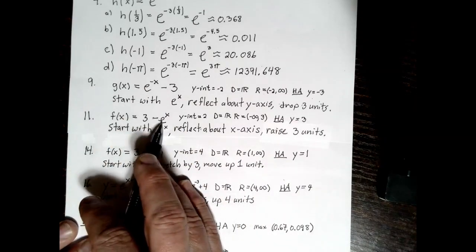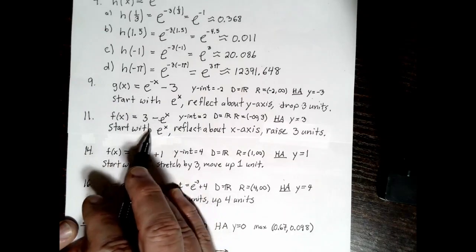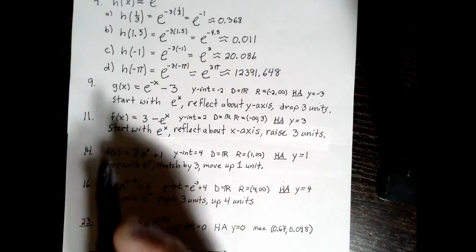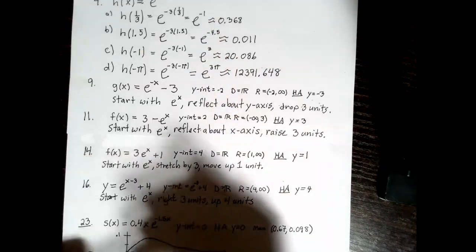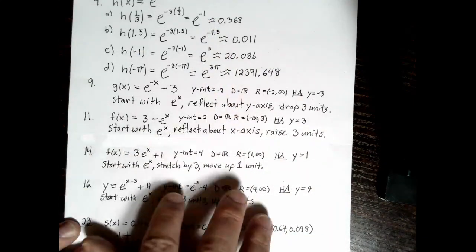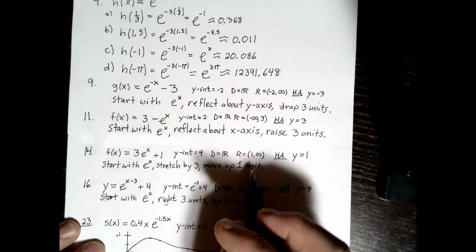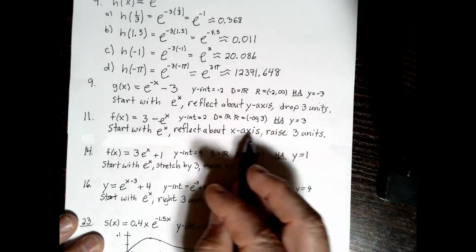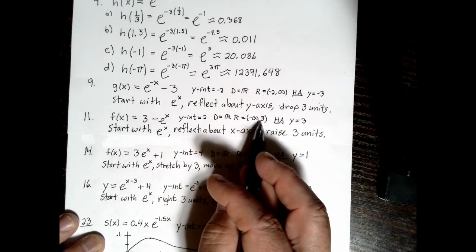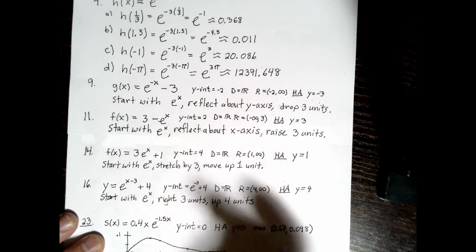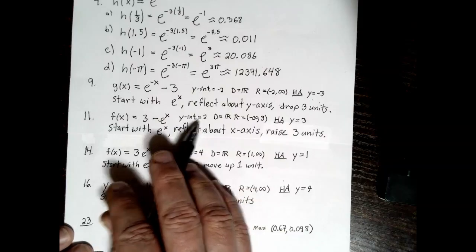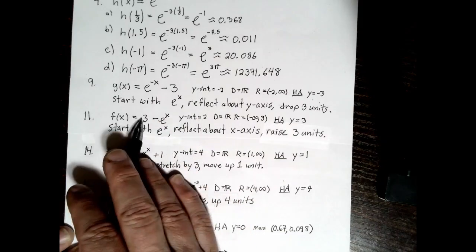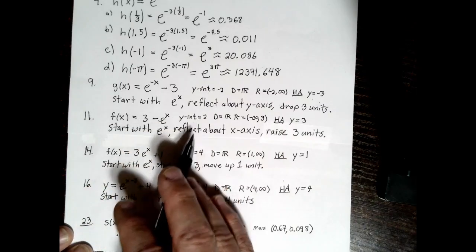This one, 3 subtract e to the x. You start with e to the x and reflect it about the x-axis, because a negative e to the x is flipped on the x-axis. And then you add 3. You hike it up 3 units. So your horizontal asymptote is no longer at 0, it's at 3. It goes from -infinity up to 3, and your domain is everything. Your y-intercept, when you let x equal 0, is 3 minus e to the 0, or 3 minus 1, which is 2.